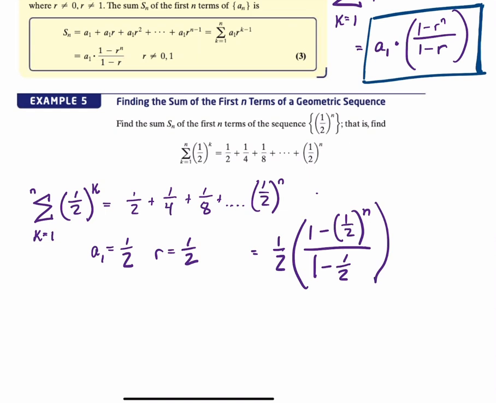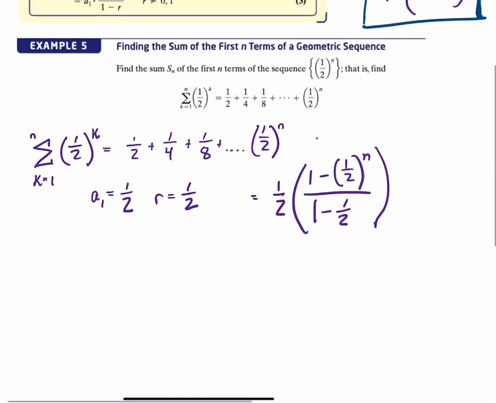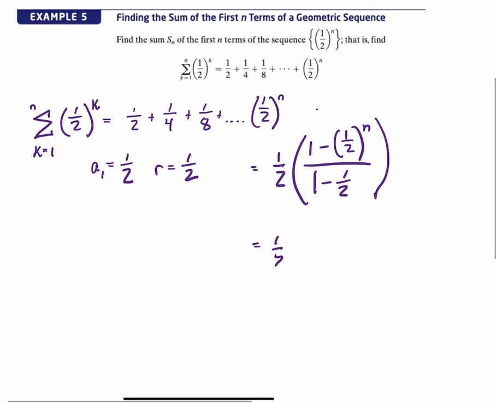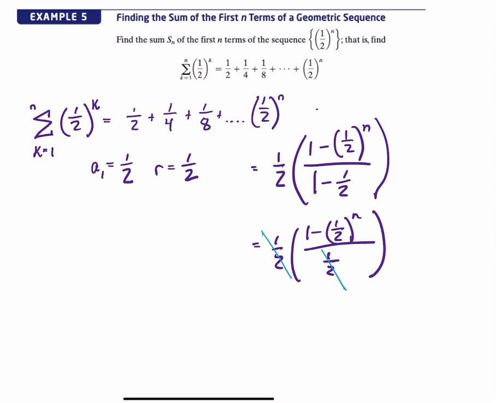We can simplify this a bit. The 1 minus 1/2 in that denominator will give us just 1/2 again. 1 minus 1/2 is 1/2. So this 1/2 multiplied on the outside will cancel with that 1/2 in the denominator. So this simplifies to 1 minus 1/2 raised to the power n. This is equal to the sum of the first n terms of 1/2 to the power k.